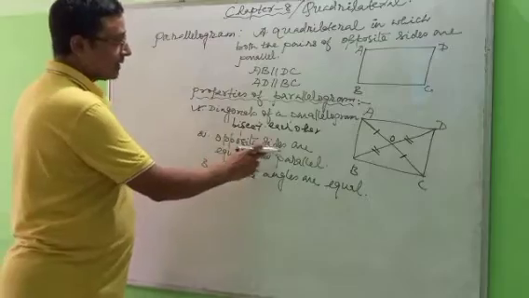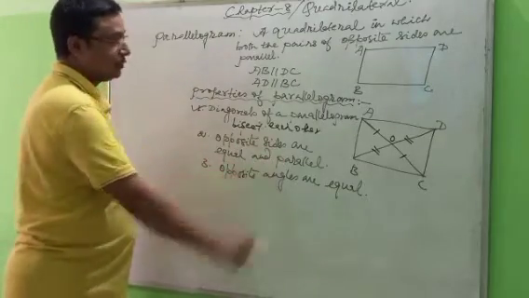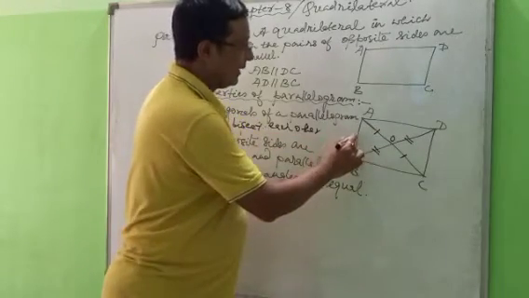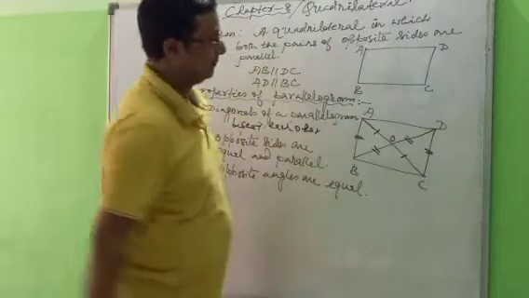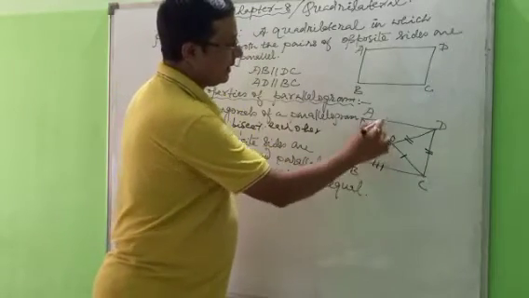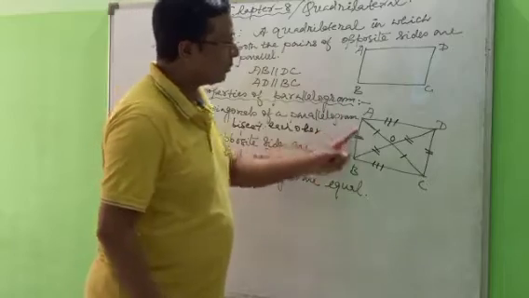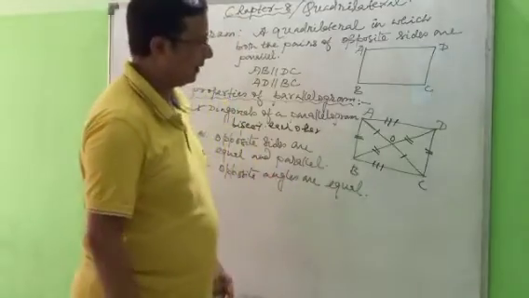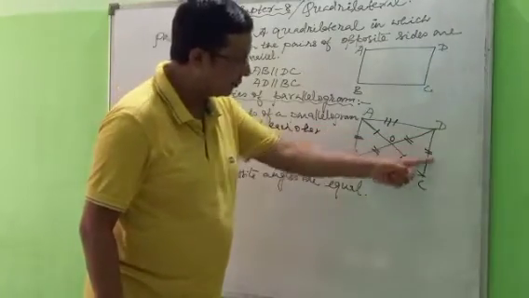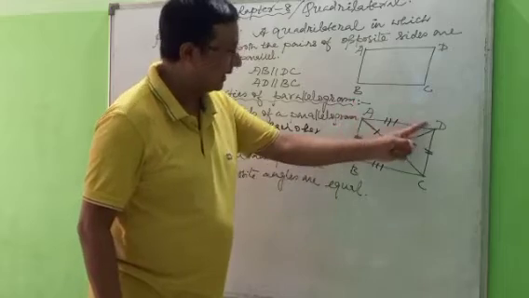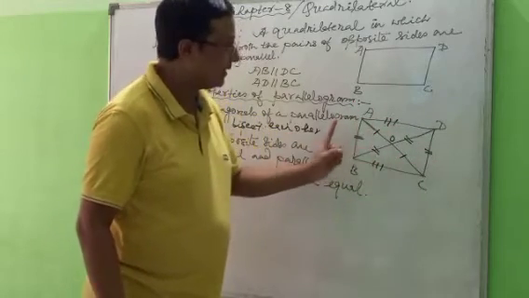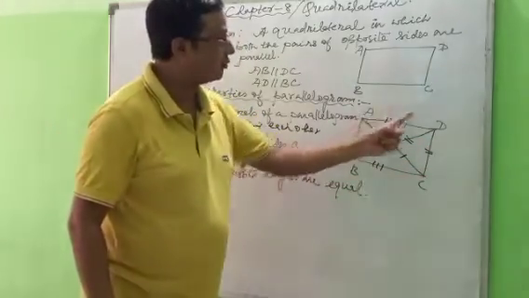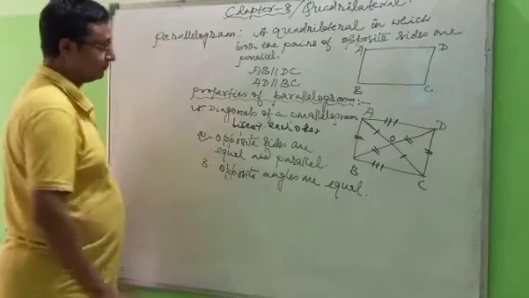Second one, opposite sides are equal and parallel. So in the case of a parallelogram, opposite sides must be equal. That means AB equals DC and BC equals AD. So the opposite sides will be equal as well as parallel. That means AB is parallel to DC, BC is parallel to AD. Also opposite sides are equal, which means AB equals DC and BC equals AD. So this is the second one.